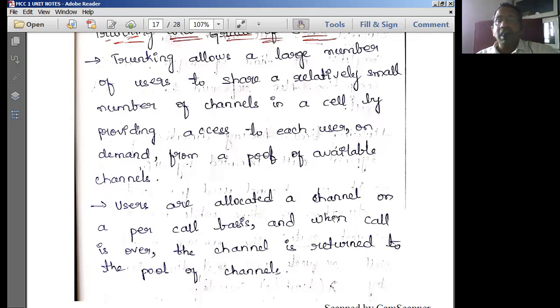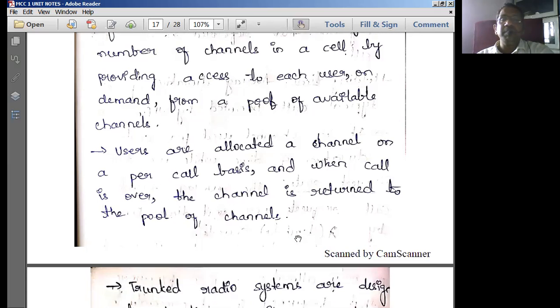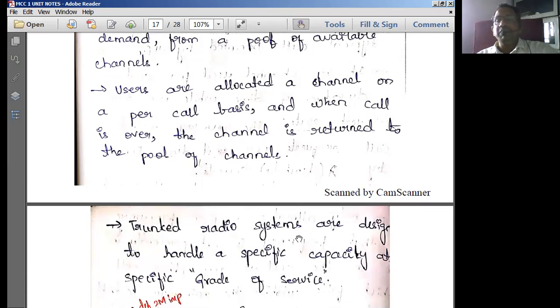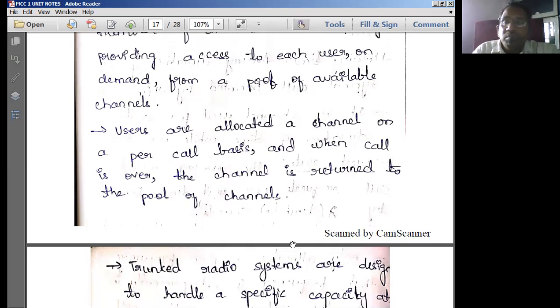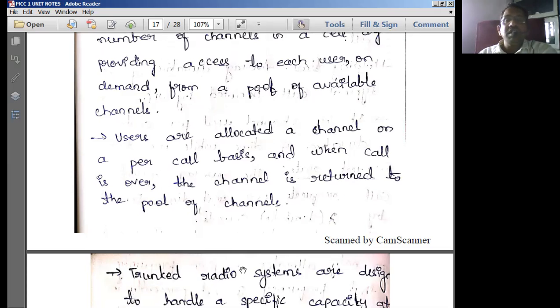So trunking allows a large number of users to share a relatively small number of channels in a cell by providing access to each user on demand from the pool of available channels. Once again, similar concepts repeat, with only small differences. Now what do you mean by a pool of channels? No channel is preoccupied by any user. There will be a pool of channels available. Based on the user's demand, one channel is taken from that pool of channels and assigned to the user.